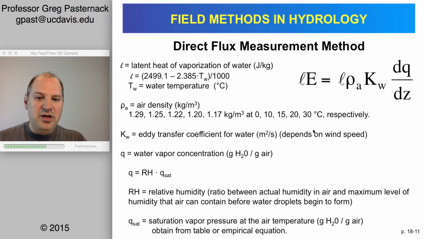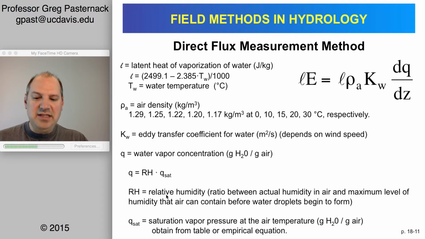The amount of moisture in the air is called humidity. That's the absolute or actual humidity. We also have a variable called relative humidity. The relative humidity is the ratio of the actual humidity to the maximum level of humidity that the air can contain before water droplets begin to form, which is basically saying the saturated vapor pressure. So q over qsat equals relative humidity.